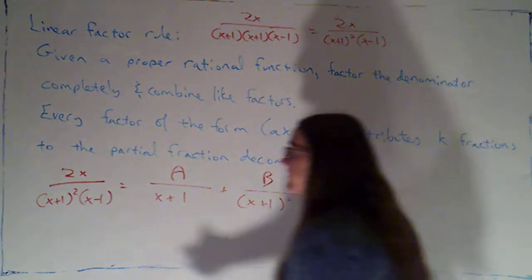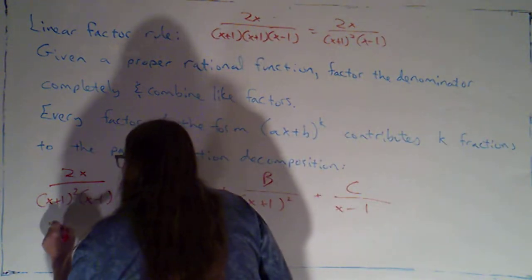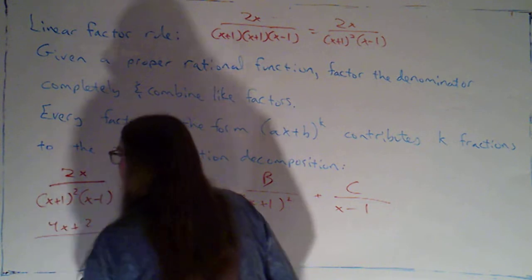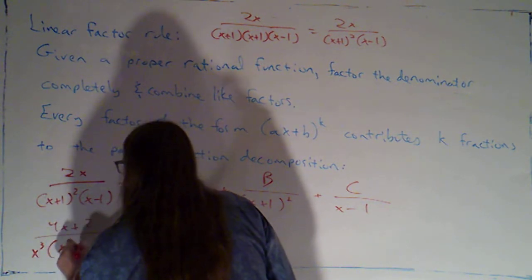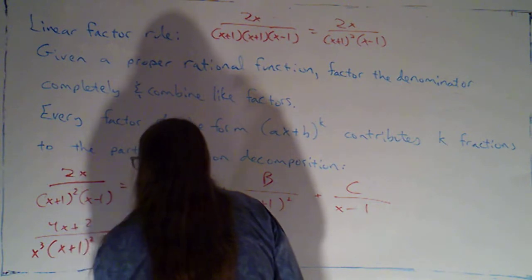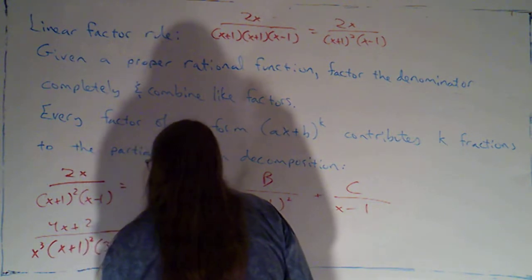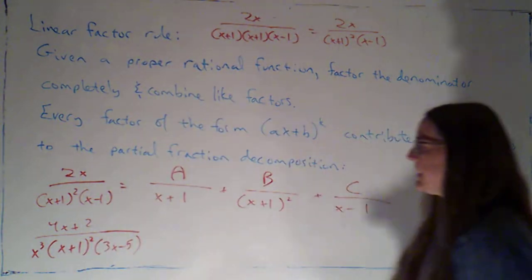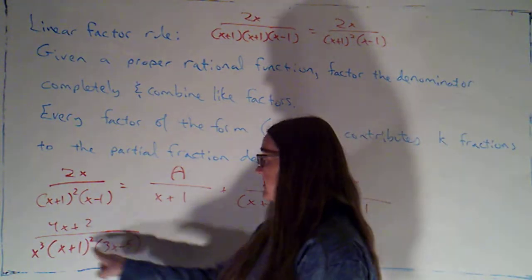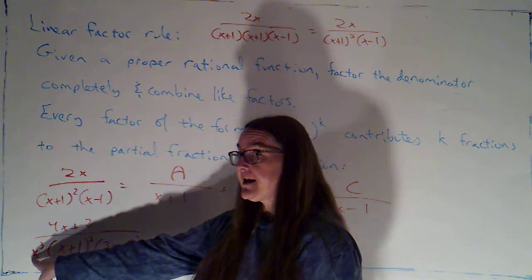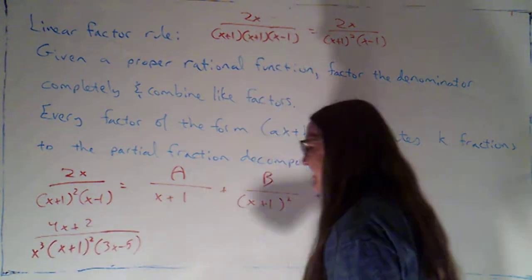Okay, if I had 4x plus 2 over x cubed times x plus 1 squared times 3x minus 5, notice that's a total of 6 factors. That's 1 copy of this, 2 of those, 3 of that. That's a total of 6 factors.